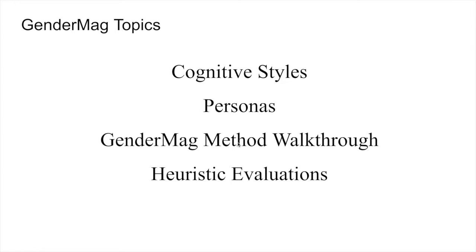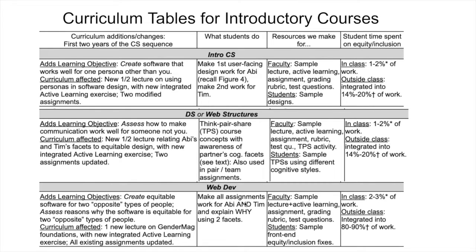The GenderMag walkthrough and heuristic evaluations are better suited for advanced topics, mainly due to the nature of the content covered in those topics. So now let's take a look at an example. These are curriculum tables for an introductory class. All three classes listed here are introductory courses that educators incorporated some kind of GenderMag content into. Like I said before, cognitive styles and personas are great for any level of difficulty, so we often see them as great topics to choose for introductory classes.